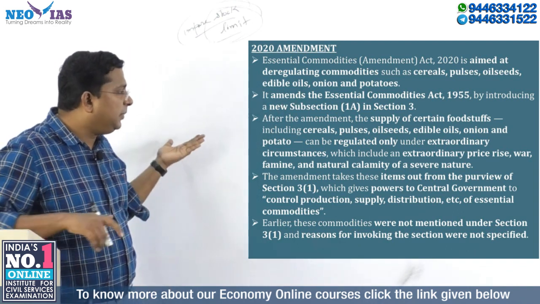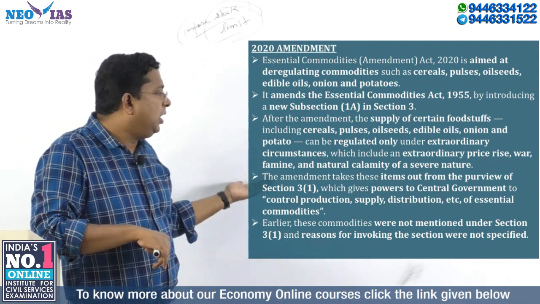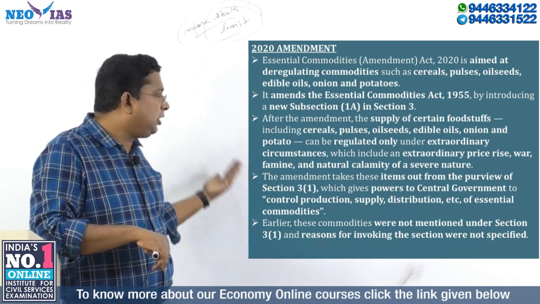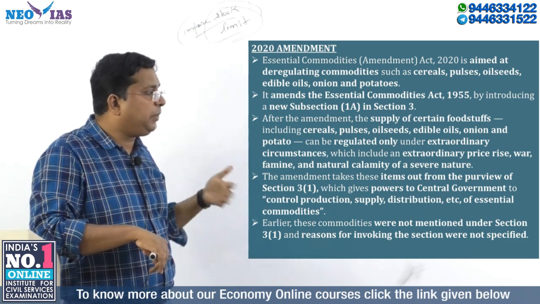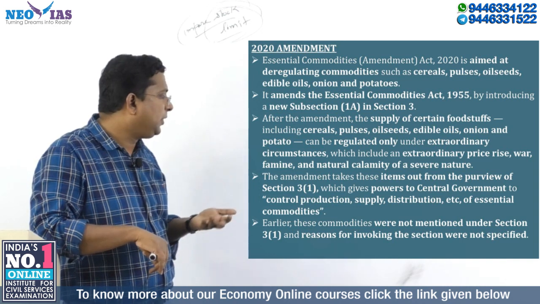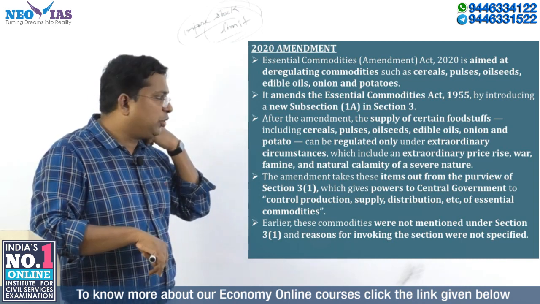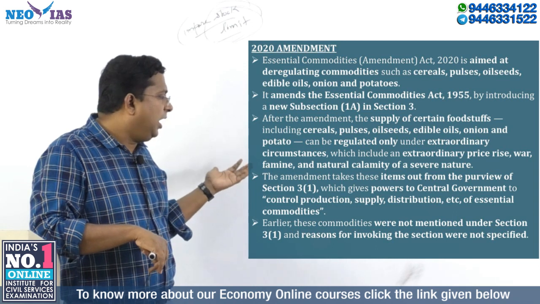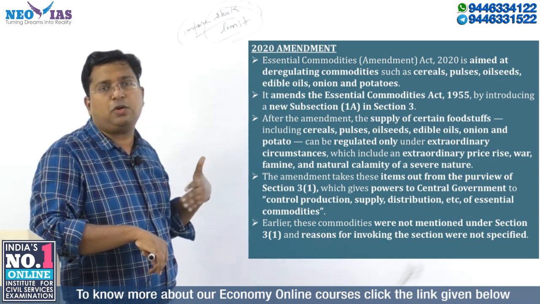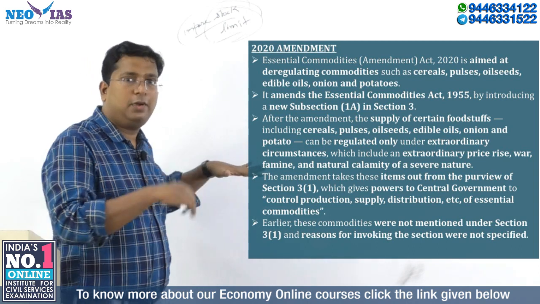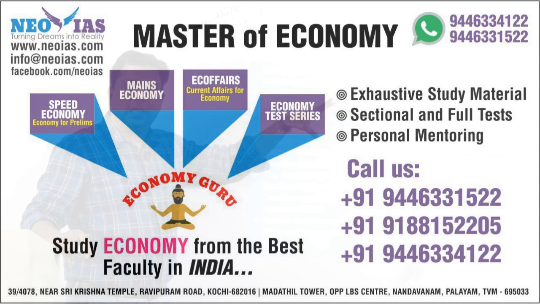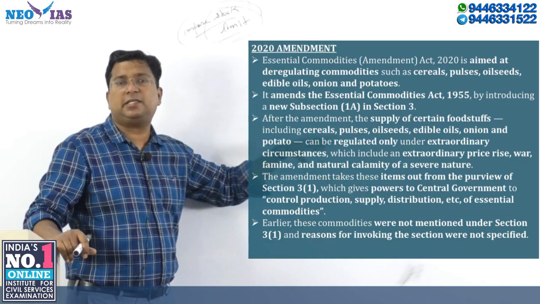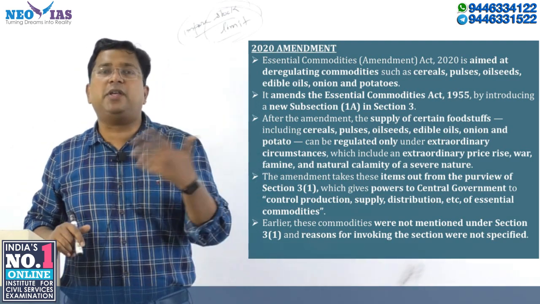So what they have done is that they have taken these items out of the purview of this law, so that the central government will not control its production, supply, distribution, or even impose a stock limit. In the earlier law, the reason for invoking this section was not specified, but now it is clearly mentioned in what circumstances these commodities can be regulated. Only in extraordinary circumstances can these commodities be regulated, otherwise they should not be regulated.